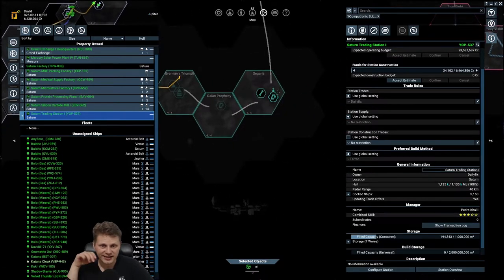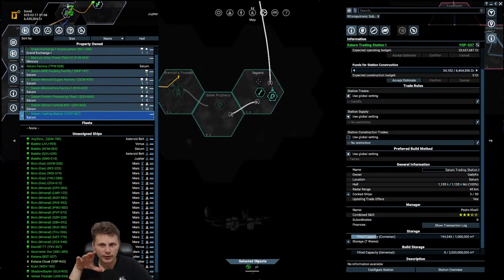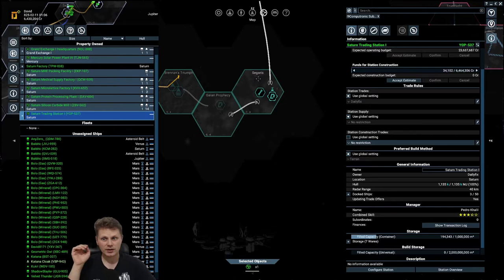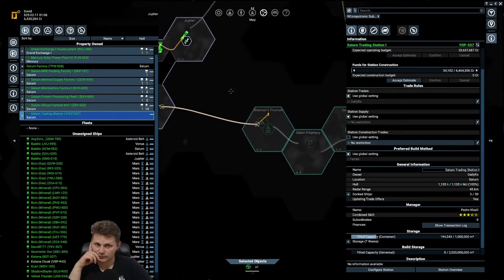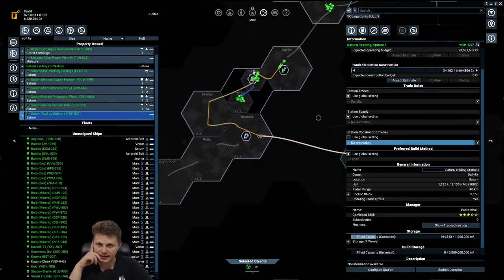1, 2, 3, 4, 5. So in here, there will be a second trade station that belongs to us, and we will need to start hoarding stuff back and forth. So a sort of a relay station, but they will most likely, we'll have to see about that.